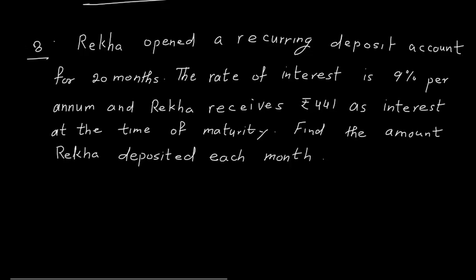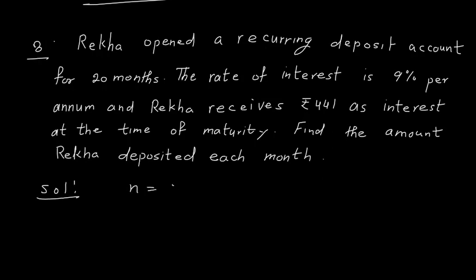Rekha opened a recurring deposit account for 20 months. The rate of interest is 9% per annum, and Rekha receives rupees 441 as interest at the time of maturity. Find the amount Rekha deposited each month. So now in this problem, we have to find the value of P. Okay, we don't know the value of P. Let us write what different things we know.